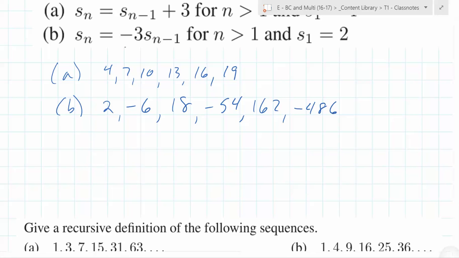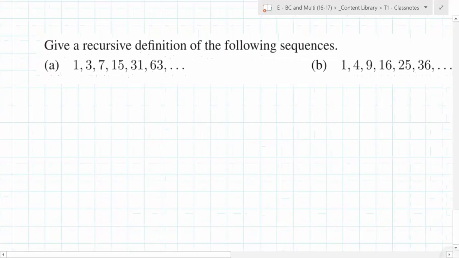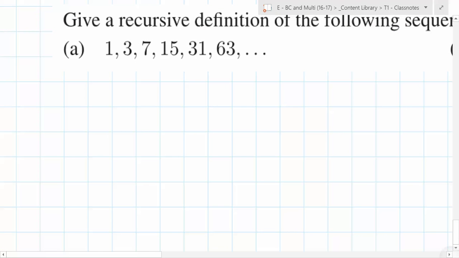Excellent. Okay. So now I think it gets to the real fun stuff with recursive definitions. It's kind of fun. Anybody have a good one? Anybody have a good recursive definition?